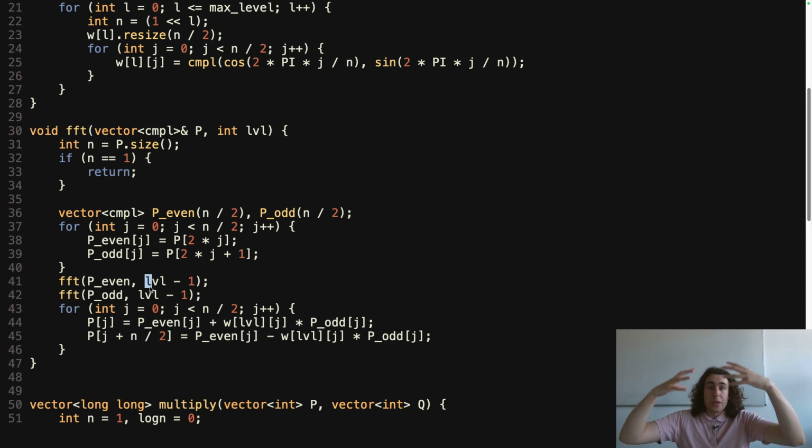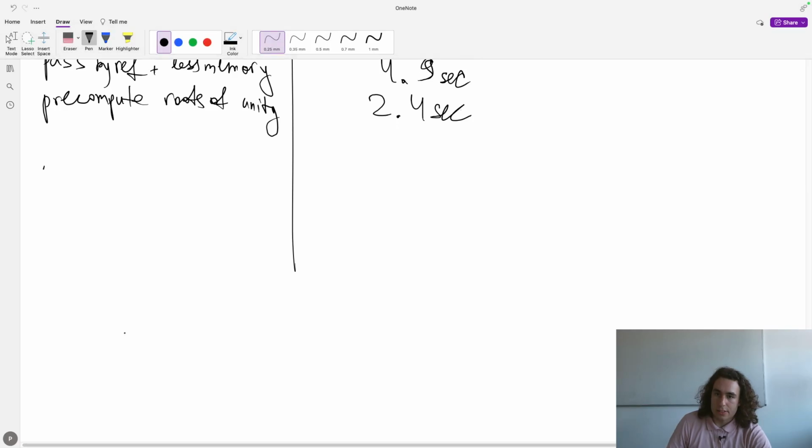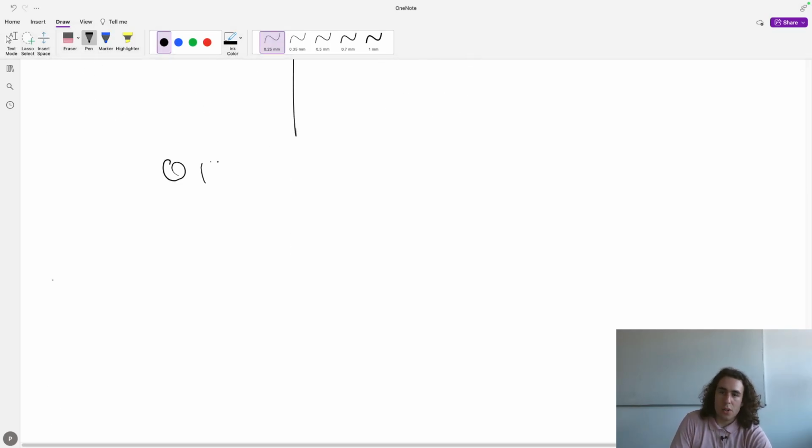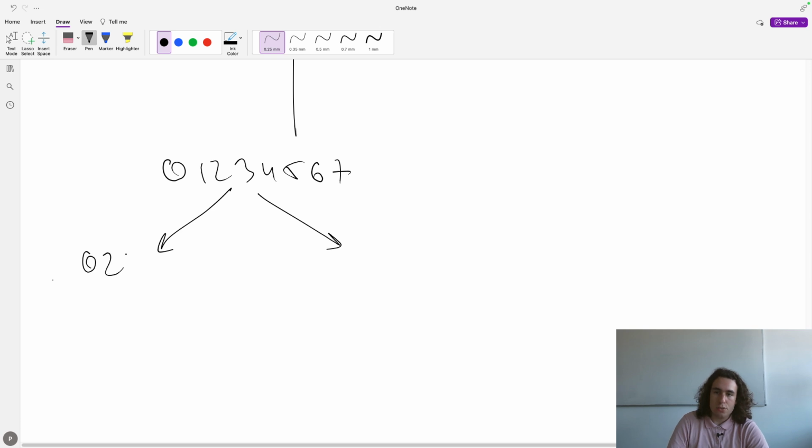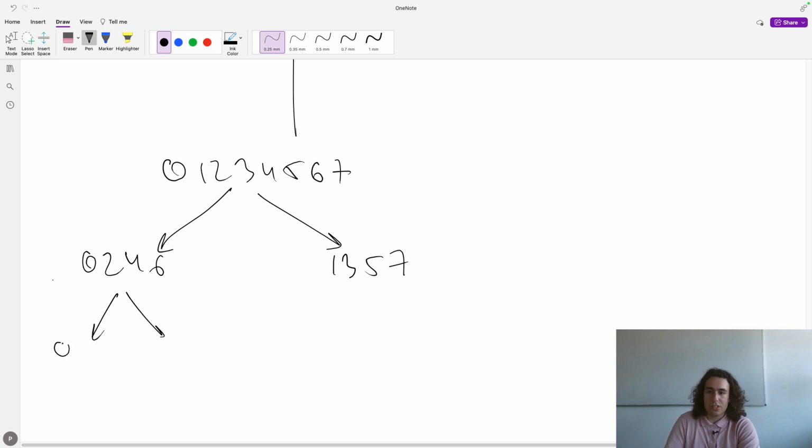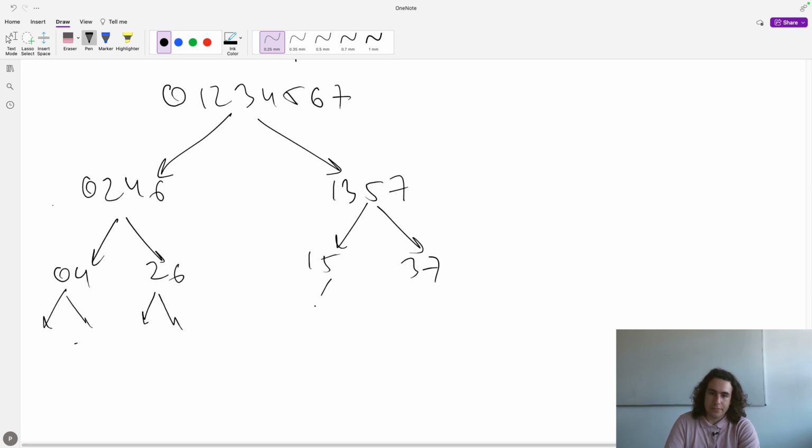Let's look at this recursively. We take the root, we had 0, 1, 2, 3, 4, 5, 6, 7. These are the indices in our initial vector. Now we split them into even and odd positions: 0, 2, 4, 6, 1, 3, 5, 7. And then we recurse again, putting even values first: 0, 4, 2, 6, and here also 1, 5, 3, 7. And finally, the last level: 0, 4, 2, 6, 1, 5, 3, 7.